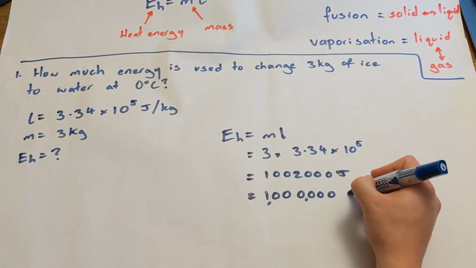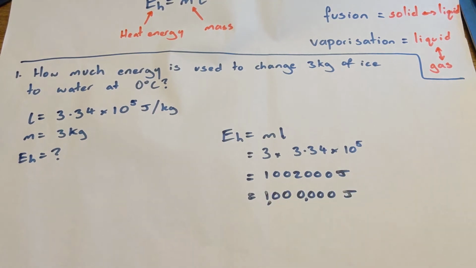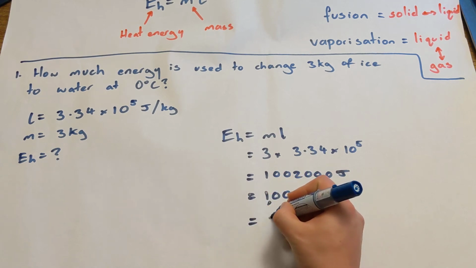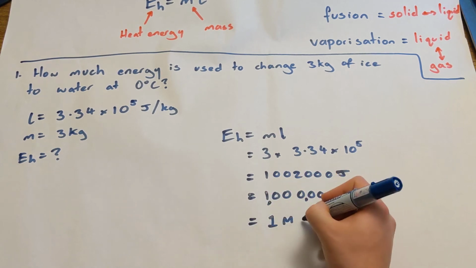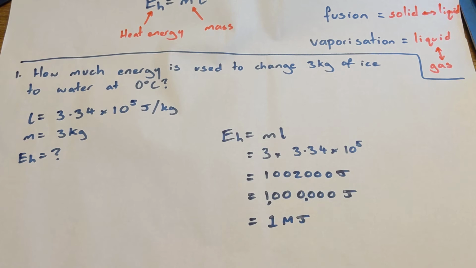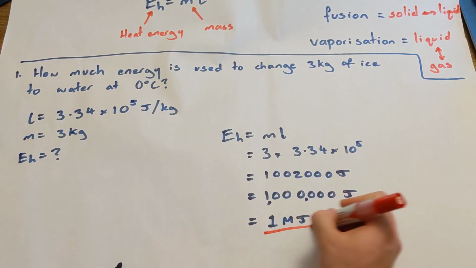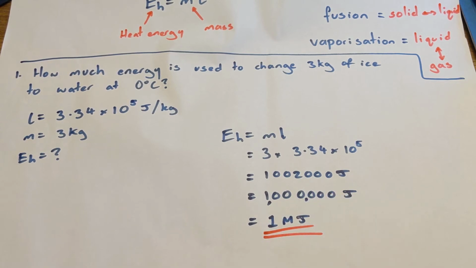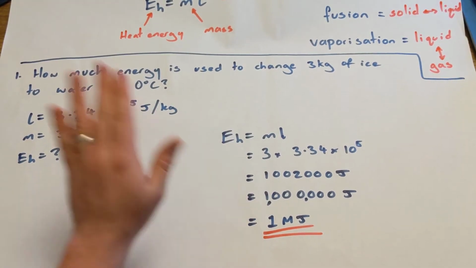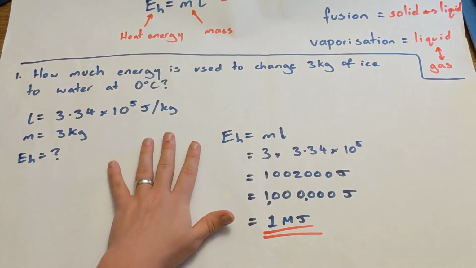So there we're looking at an answer of 1 million joules, okay? Or if we wanted to be fancy, 1 megajoule. Either of those is fine, just make sure you do your rounding to 3 significant figures. Now, that was a fairly easy example of this. We didn't have to rearrange the equation and everything was given to us.